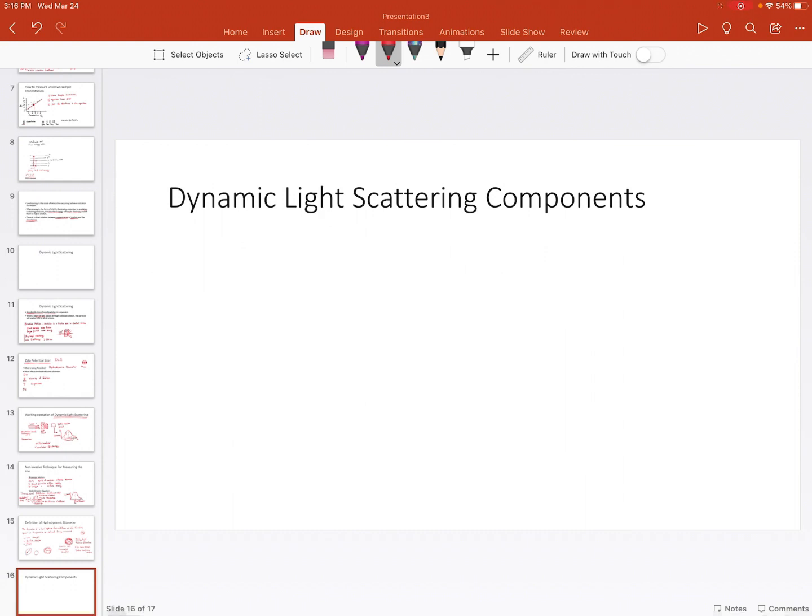So let's take a look at the different components of dynamic light scattering in more detail. As I mentioned, in this technique we have a laser that is a focused light. We are exposing this laser onto our sample. The sample is a solution that we put in a cuvette. The cuvettes that we use could be disposable glass cuvettes, or quartz cuvettes, and it really depends on what type of sample you have.